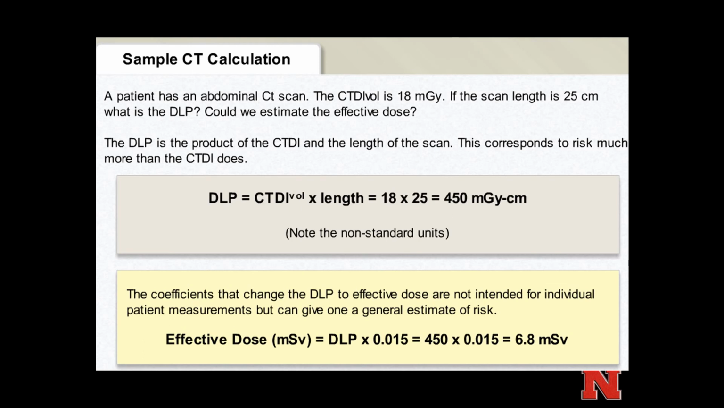All right, you can go through this sample CT calculation if you want to. I don't think it's important for the core exam to really be able to do these calculations, although having the concepts down and knowing what happens to your DLP if you change the length of the scan, etc., is kind of important knowledge to have, although I don't think specific calculations will be needed.